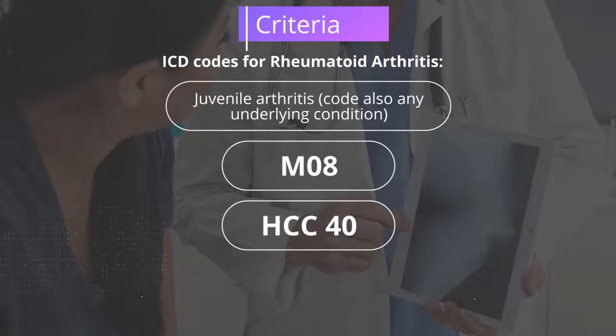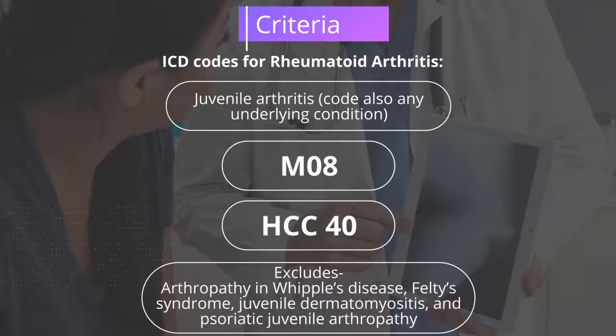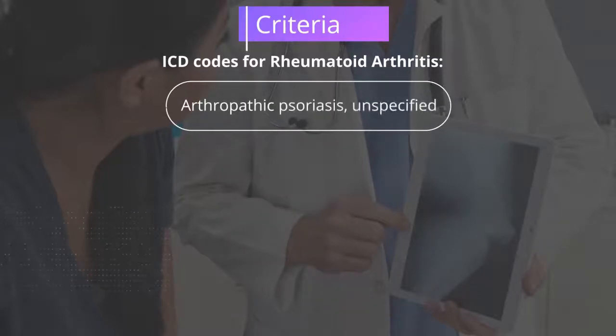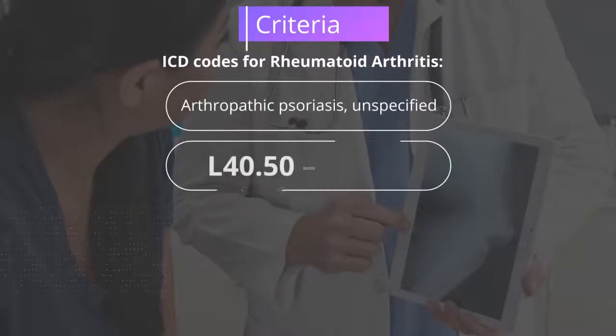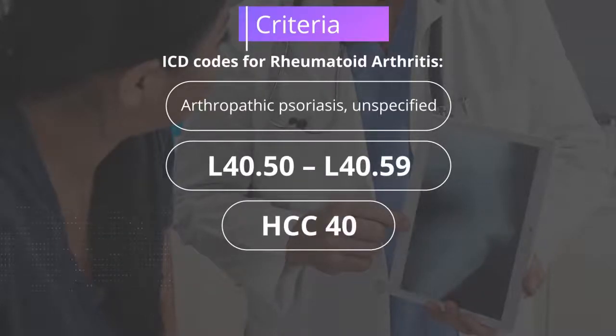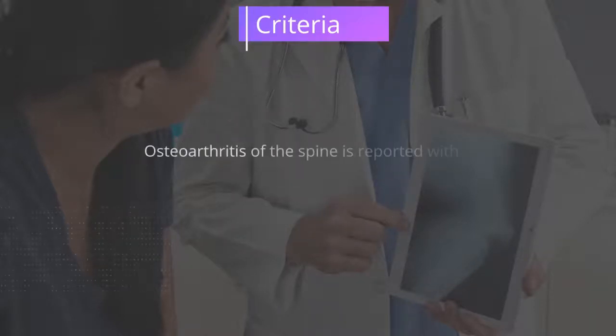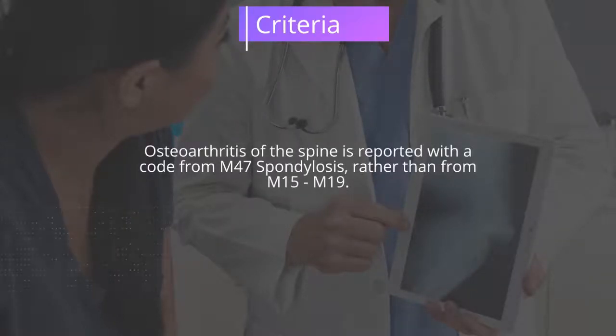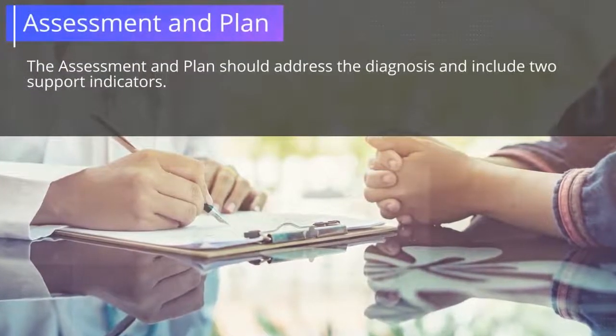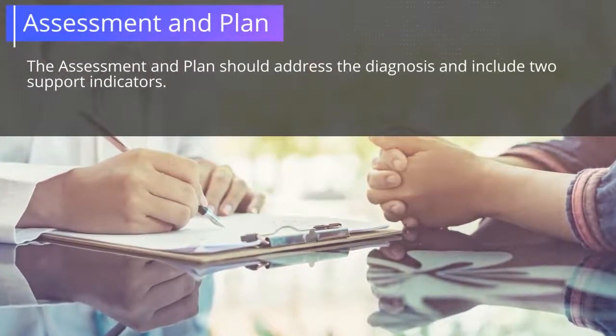However, in the official codebook, it has an excludes note for the following diseases: arthropathy in Whipple's disease, Felty's syndrome, juvenile dermatomyositis, and psoriatic juvenile arthropathy. For unspecified arthropathic psoriasis, the codes range from L40.50 to L40.59, and their HCC value is 40. It is important to note that osteoarthritis of the spine is reported with a code from M47 spondylosis, rather than from M15 to M19. The assessment and plan should address the diagnosis and include 2 support indicators.